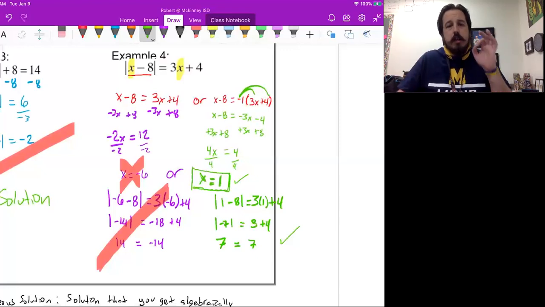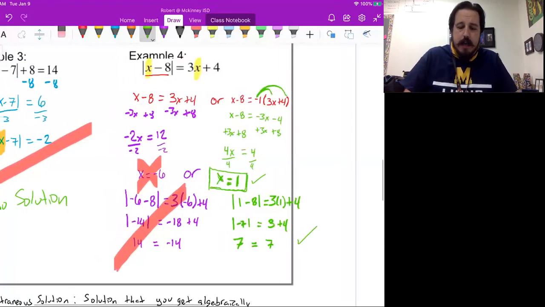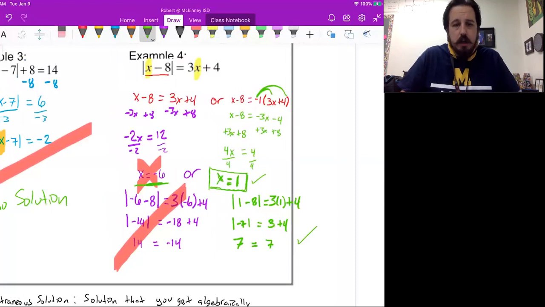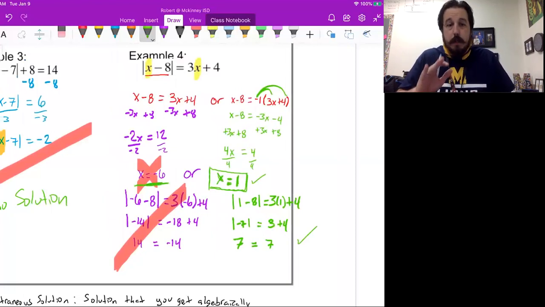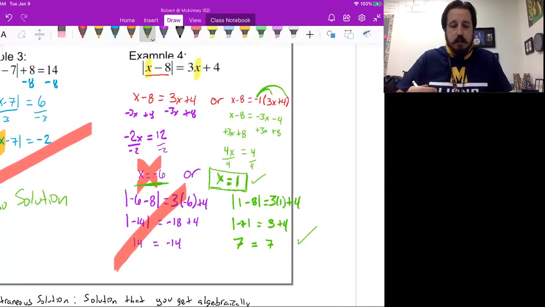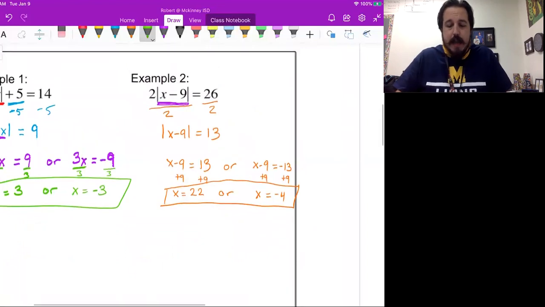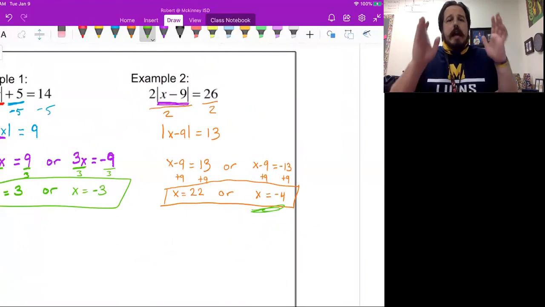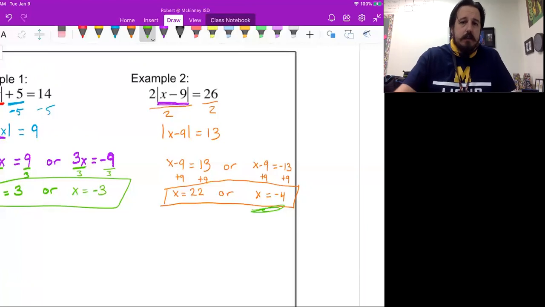I want to make sure it is clear to you. It is not because x equaled a negative number that it was no solution. It's because when I put that value back in, it gave me a false statement. Up here, I have an x value of -4. That is okay. X can be negative. It's just absolute value cannot be negative.